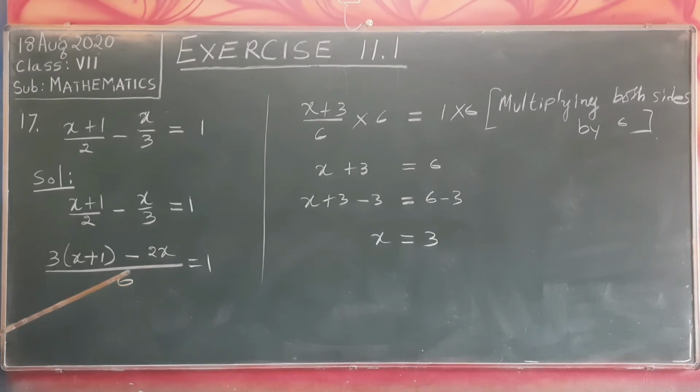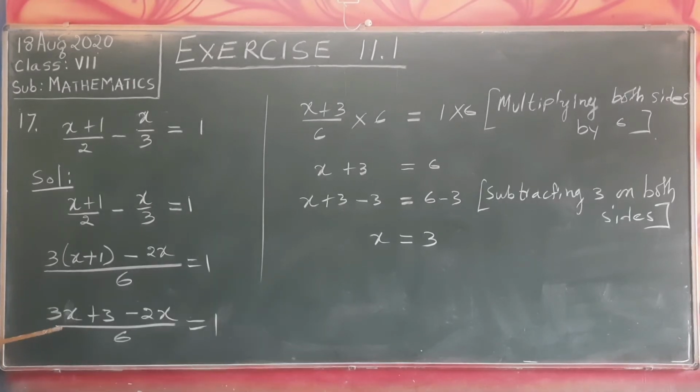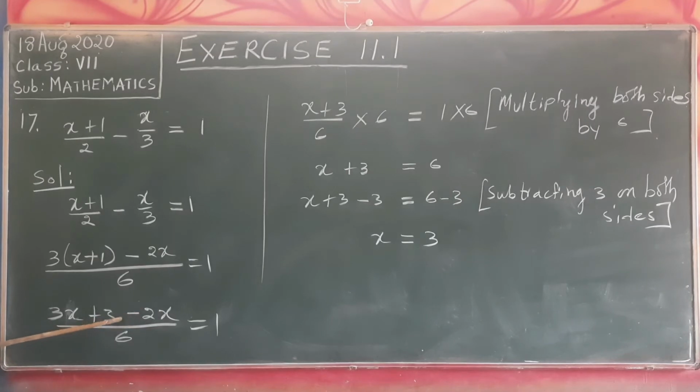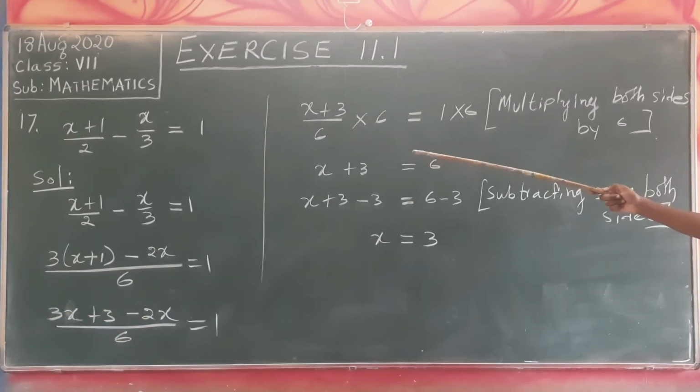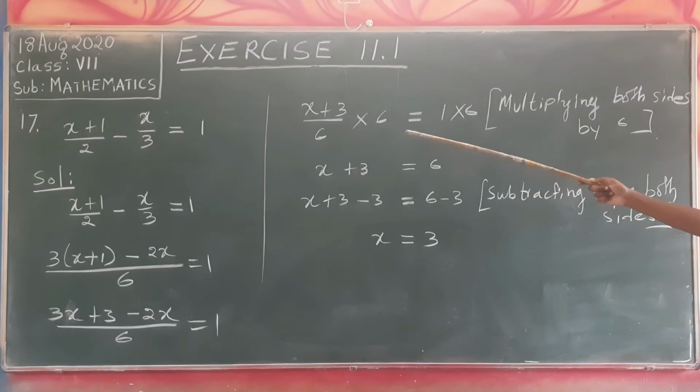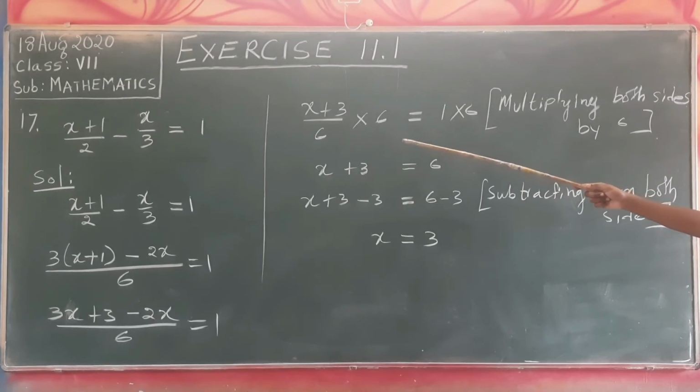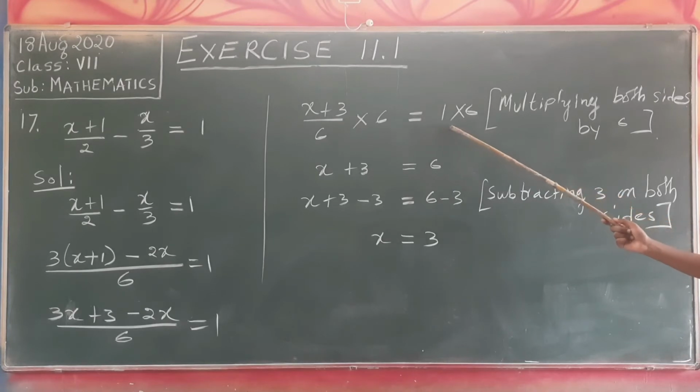Just follow the fraction rule. So we get 3x plus 3 minus 2x. But 3x and minus 2x we have to subtract, so we get 1x. So now we have got x plus 3 upon 6 is equal to 1 actually.